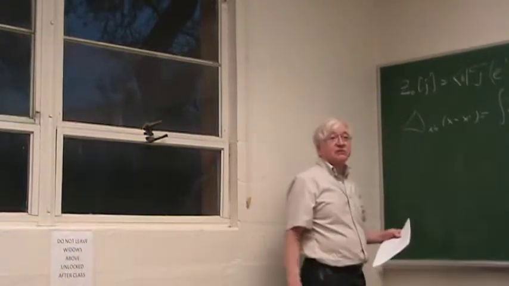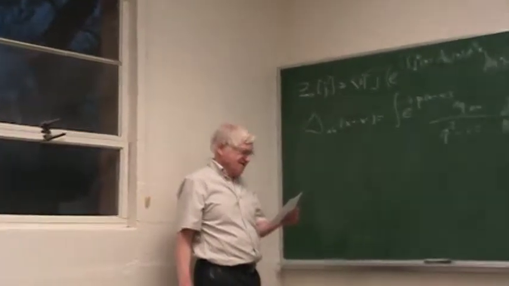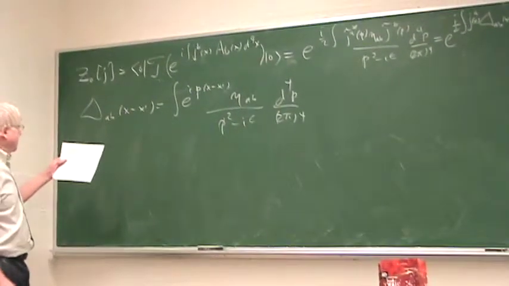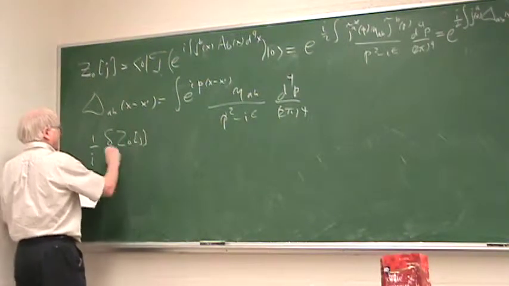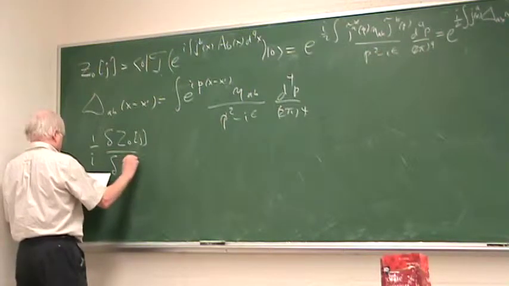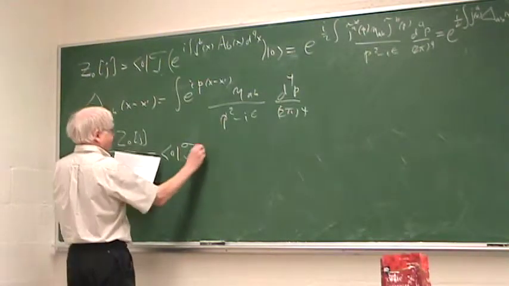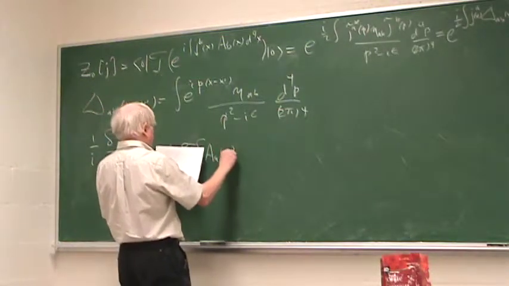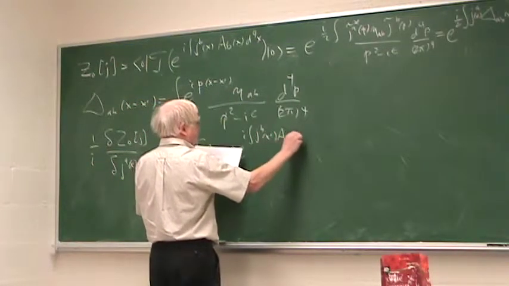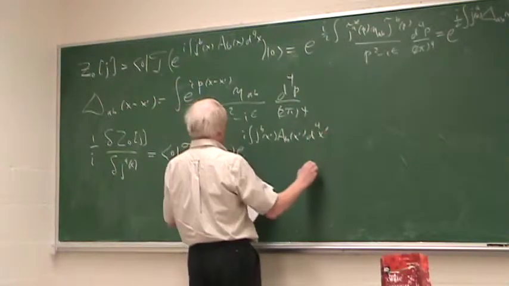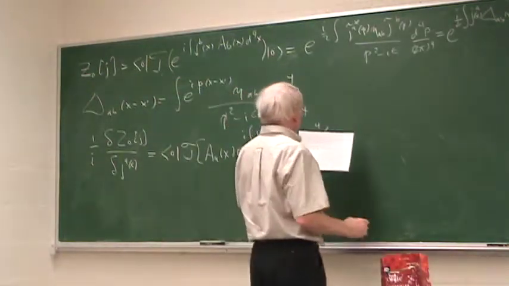All right. Now, in the seven minutes remaining, let's functionally differentiate this expression. First of all, 1 over i, the variational derivative of Z0 of J with respect to J_A of x. We differentiate this one, and we get the vacuum expectation of the time-ordered product of A_A of x, e to the i integral J_B of x prime A_B of x prime d^4x prime, in the vacuum. And these zeros are the ground state of the free field theory, something we know about, 0 photons.